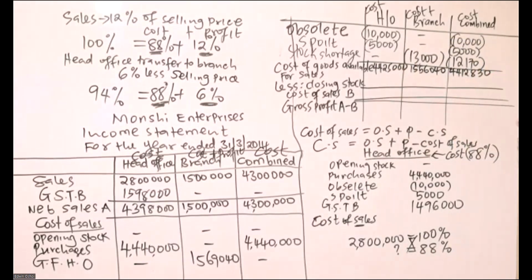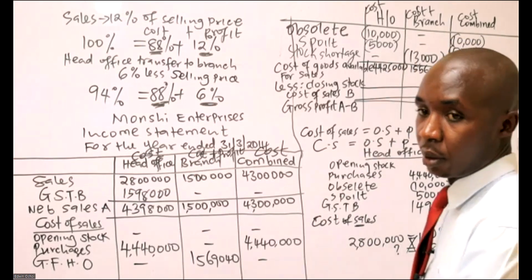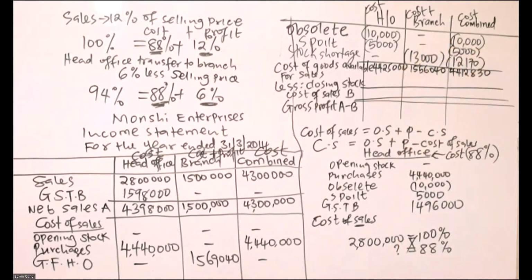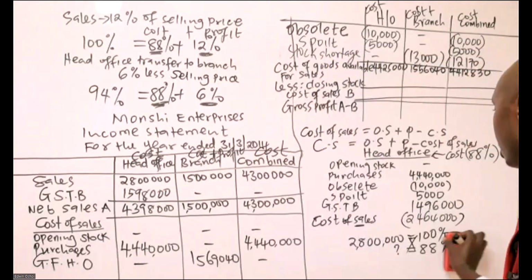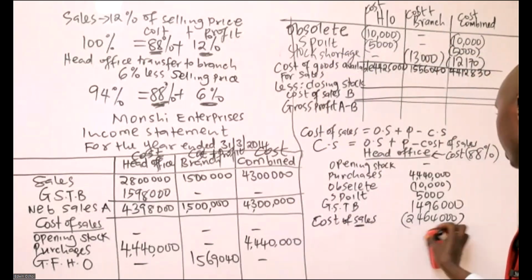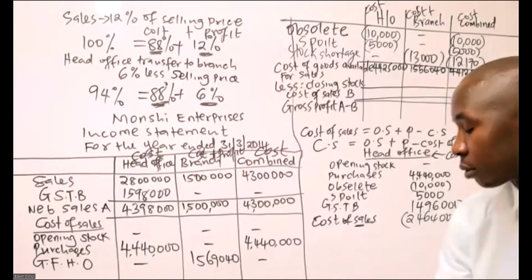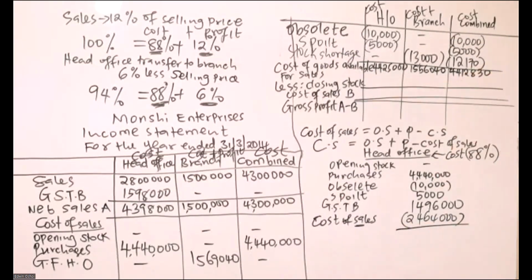So we continue. 88 times 2.8 divided by 100. What are you getting, guys? 2,464,000. So this one, remember that you deduct. This one is deducted. So if that one is deducted, what do you have? So the answer?